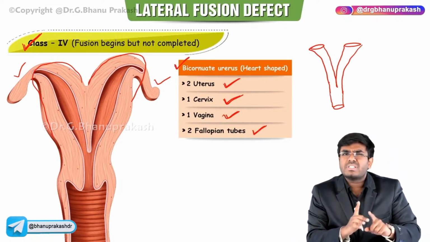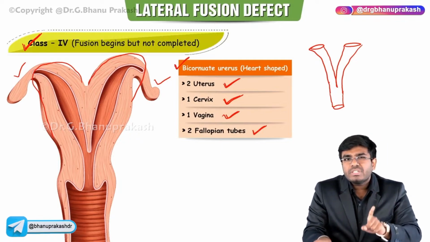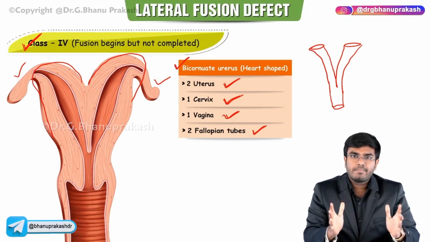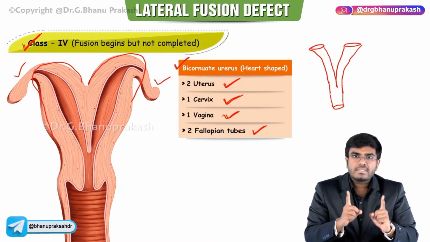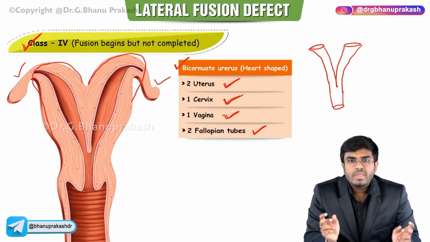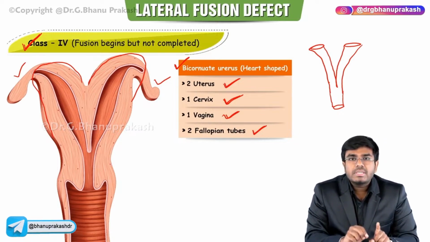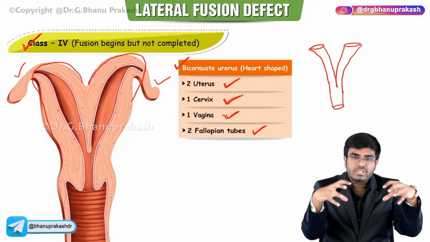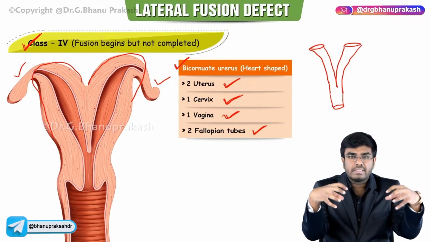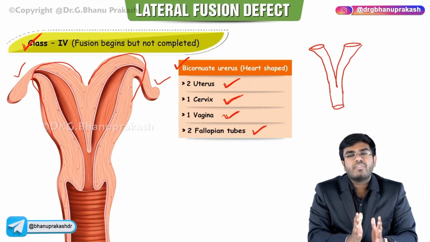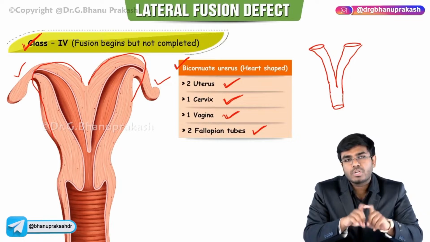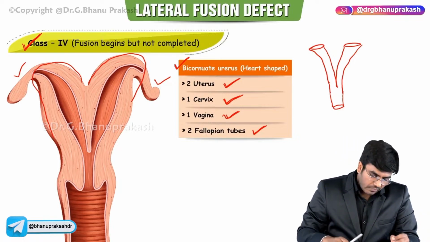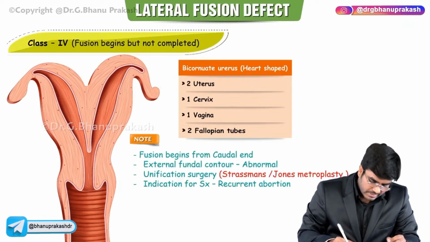What exactly is uterus didelphys, guys? Uterus didelphys is everything double. Two uterus, two cervix, two vagina, and two fallopian tubes. What is this bicornuate uterus? Bicornuate uterus means two horns of the uterus are there. Two uterine cavities are there, but only one cervix, one vagina, because of the incomplete fusion of the Mullerian ducts. After this, now see some important points.